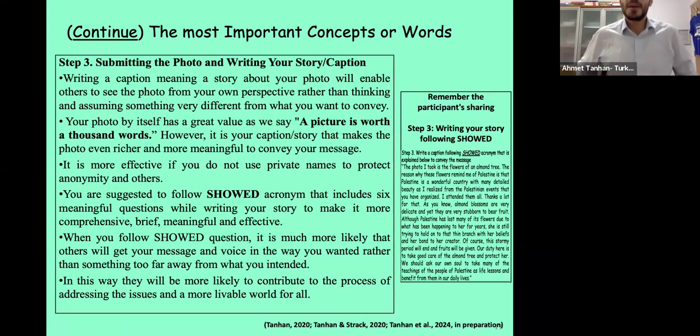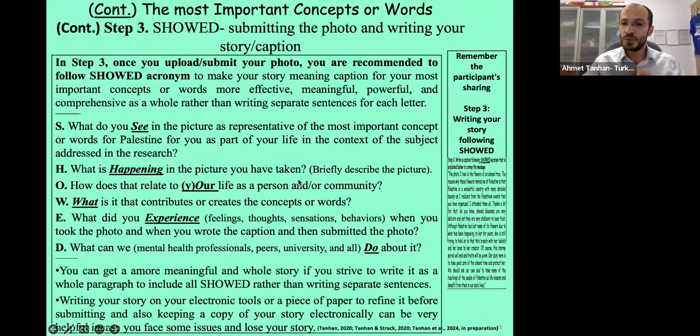But what if a person is looking at your photo, and at the same time looking at it as you have experienced that photo? So now we are asking for a comprehensive, brief, meaningful, well-grounded story, and we are recommending they follow SHOWeD. In SHOWeD, what we are providing them: S is, what do you see in the picture as representative of the most important concept or words for Palestine for you, as part of your life, in the context of the subject addressed in the research.